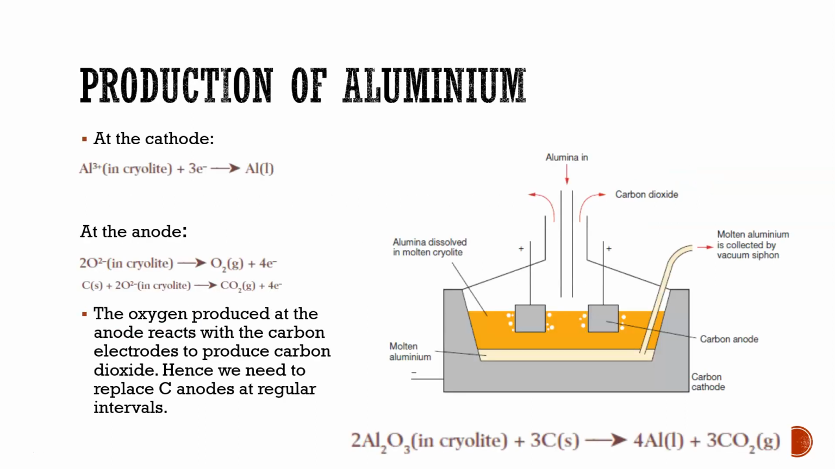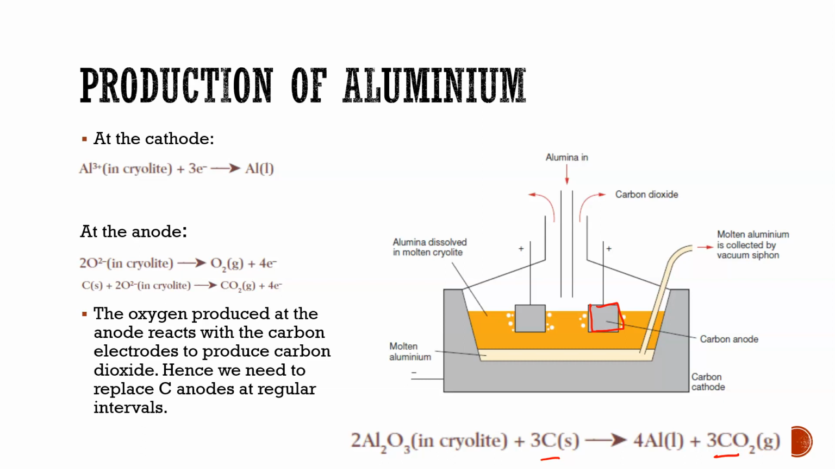This is the type of cell that we see. As you can see here, we have large blocks of carbon anodes. These will actually be consumed over time. You can see here that our carbon is going to CO2. So we will have the carbon solid going directly to CO2. So the carbon will need to be replaced.